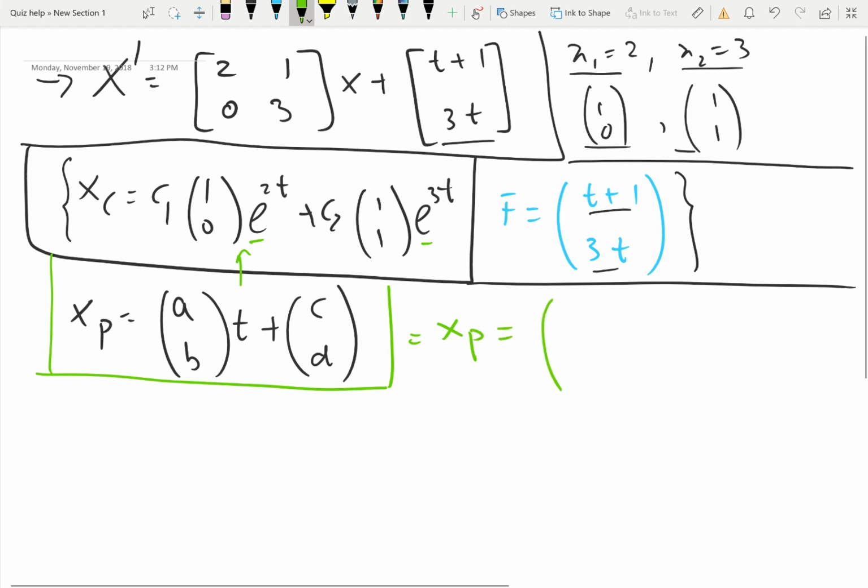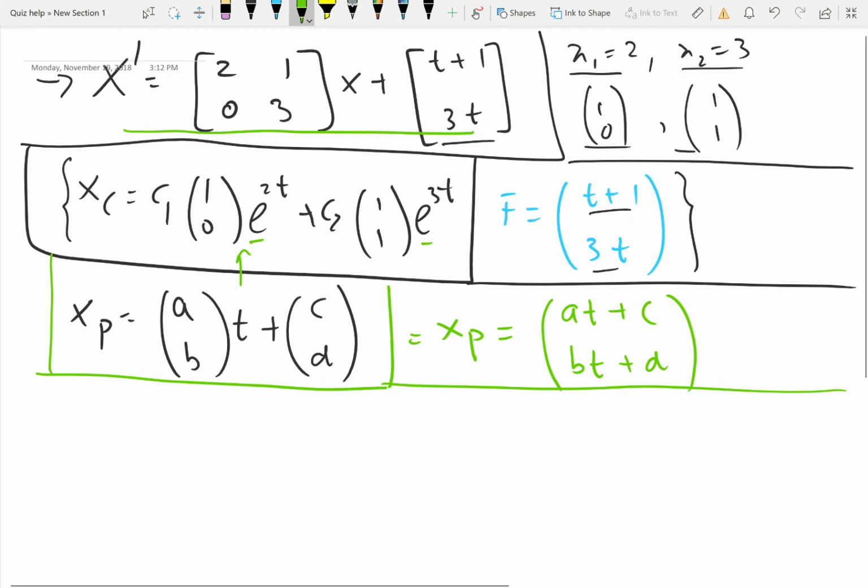Now let's write xp as one vector, which is the first step. We can write this as at plus c in the first row, bt plus d in the second row. Now what we really want to do is substitute this xp, just like in section 4, into the differential equation, but here into the system of differential equations. Let's see what happens on the left hand side first.